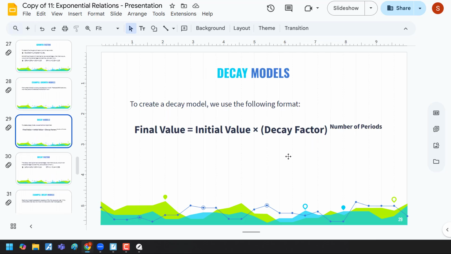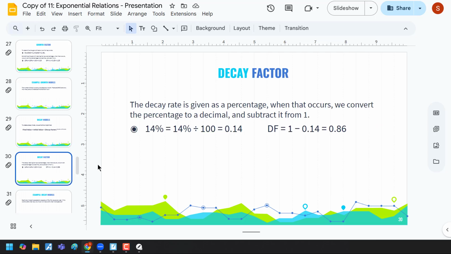What about a decay model? A decay model is very similar to a growth model. You still have the final value equals initial value times, but instead of a growth factor, you have a decay factor, and then to the power of the number of periods. So what does that mean? The decay rate is given as a percentage. When that occurs, we convert the percentage to a decimal and subtract it from 1. This is key. A lot of students make a mistake here. They just convert it into a decimal and they don't subtract it from 1. This is important.